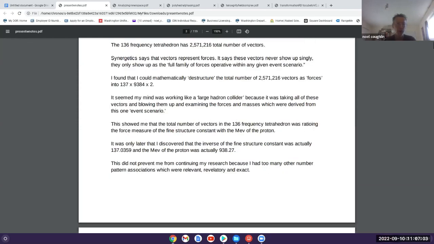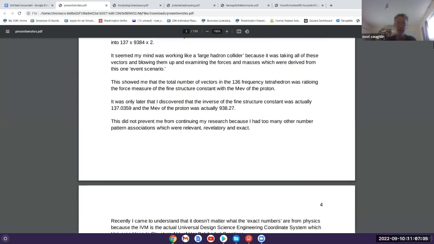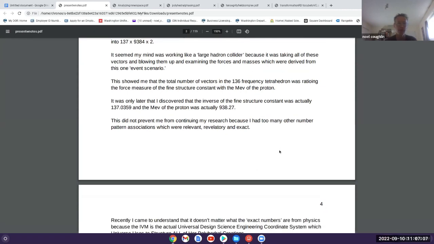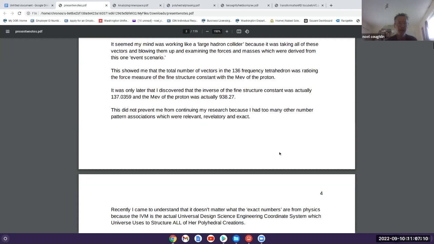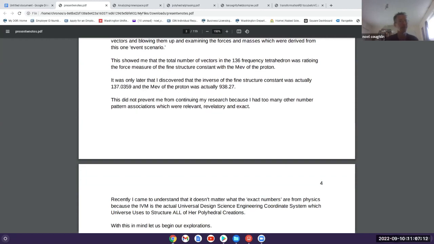This showed me that the total number of vectors in the 136 frequency tetrahedron was ratioing the force measure of the fine structure constant with the MeV of the proton. It was only later that I discovered that the inverse of the fine structure constant was actually 137.0359 and the MeV of the proton 938.27.